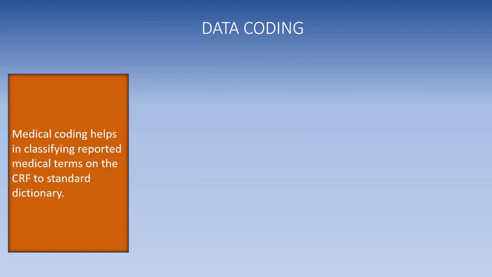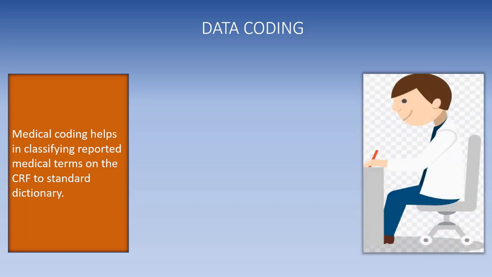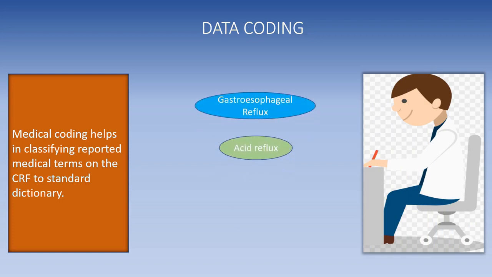Let's see data coding. Medical coding helps in classifying reported medical terms on the CRF to standard dictionary terms in order to achieve data consistency and avoid unnecessary duplication. For example, the investigator may use different terms for the same adverse event, but it is important to code all of them to a single standard code and maintain uniformity in the process.